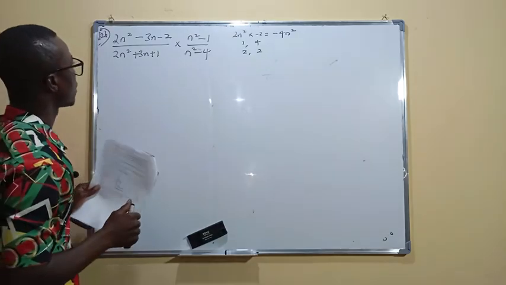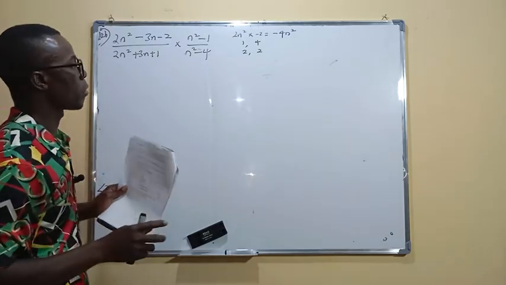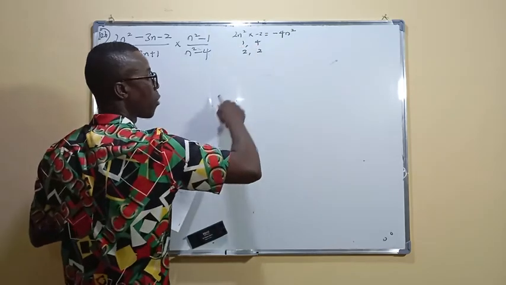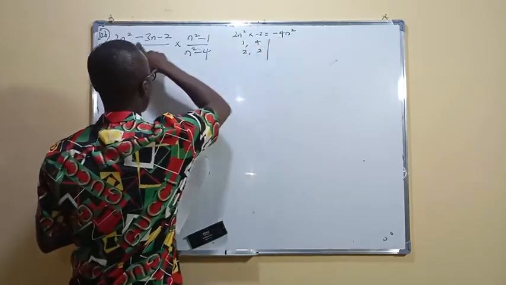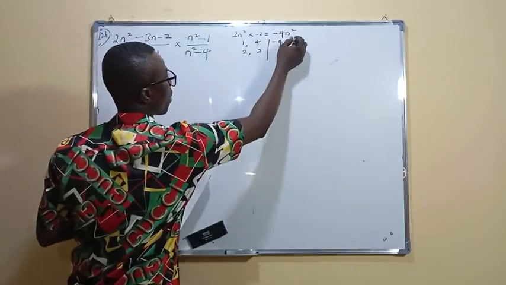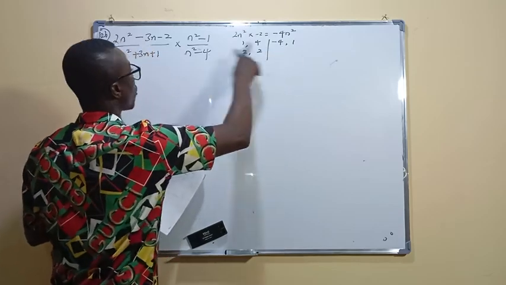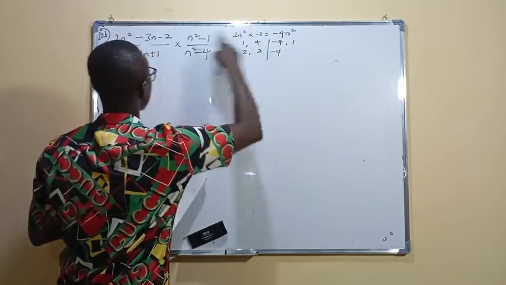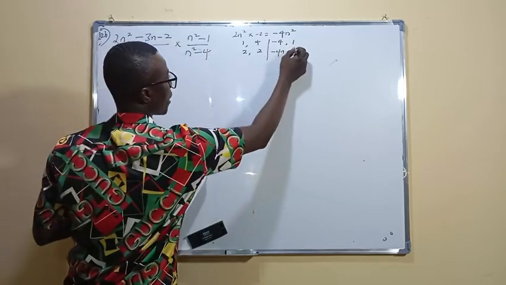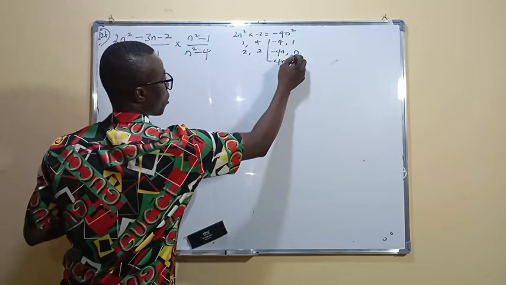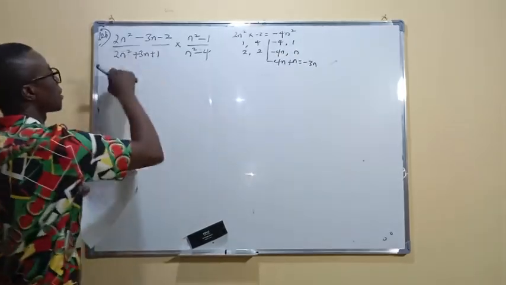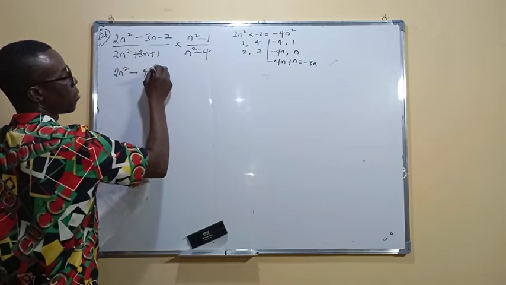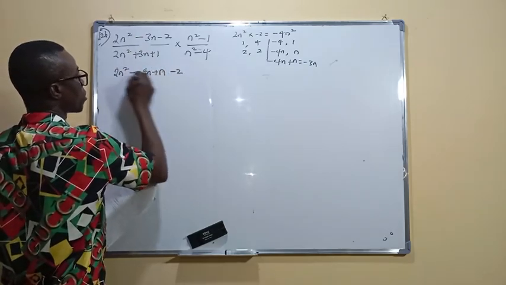Now, looking at this, which of them, when I combine them, will help me get 3? Obviously, that's 4 and 1. And minus 3 is what I'm focusing on. That's minus 4 and 1. Since it's minus 4 and 1, minus 4 plus 1 gives me minus 3. So I can just put minus 4n and n. So minus 4n plus n gives me minus 3n. So instead of putting this, I'm going to put that. So I'm going to say 2n squared minus 4n plus n minus 2 all over.